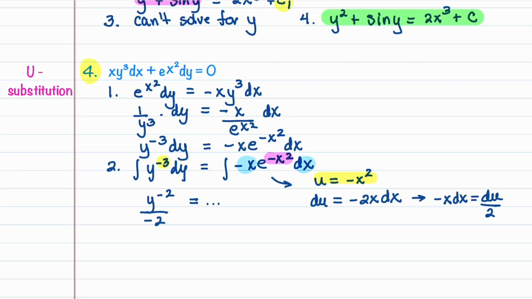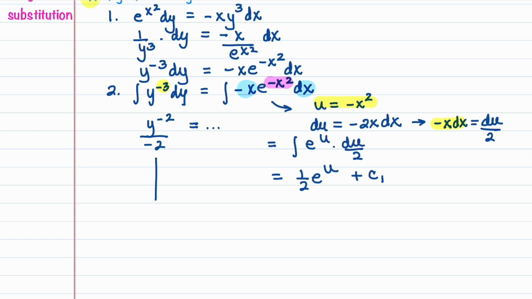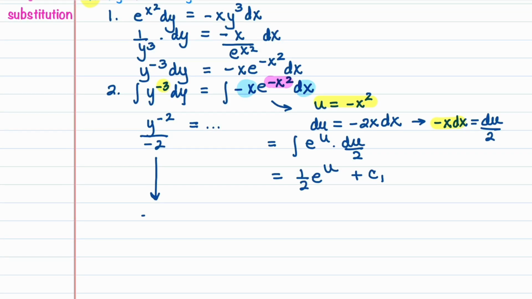Now we could substitute in our u and our minus x dx. This gives us the integral of e to the u times du over 2. The integral of e to the u is just e to the u, so we have 1/2 e to the u, and then we'll add on our c1. Let's bring this down. We now have minus 1 over 2y squared. Notice that I rewrote that to make it a little bit easier. And then we have 1/2 e to the u, but now we're going to replace u with minus x squared. And then we have our c1.